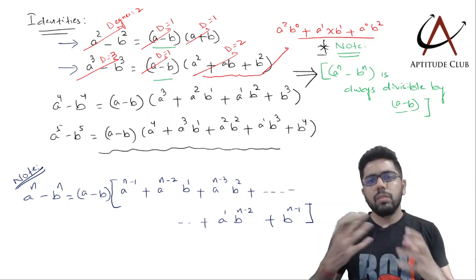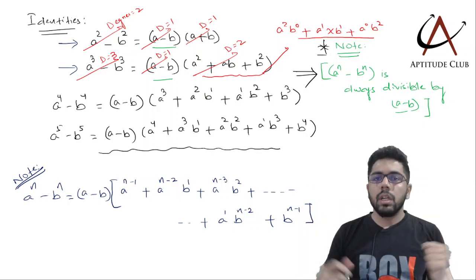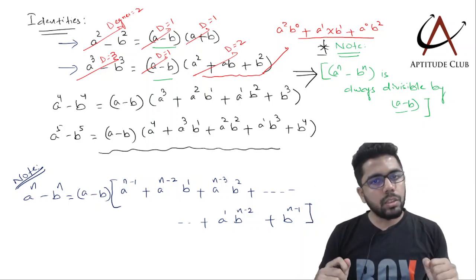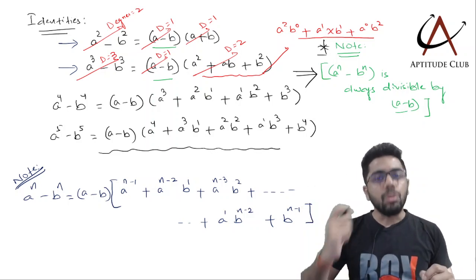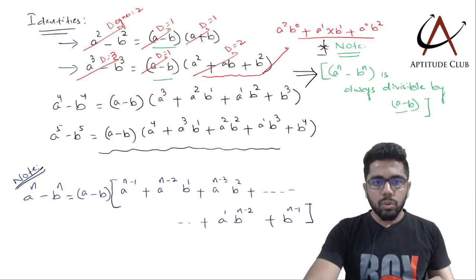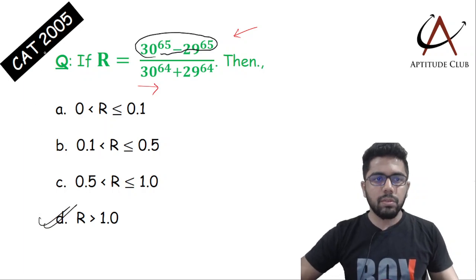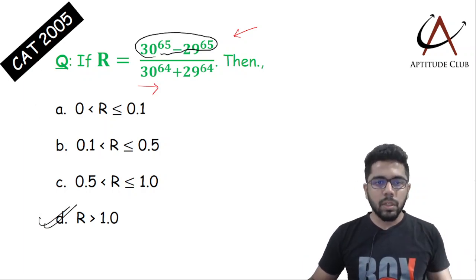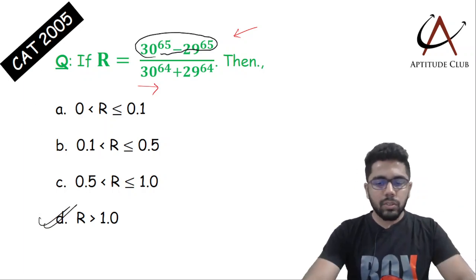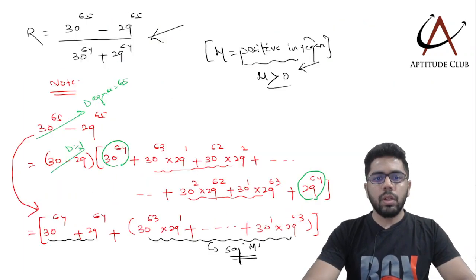So how you play with identities, how you extrapolate, that logic must be very clear so that it will help you think for new questions in the exam. So hope all of you understood this question. It's a very important question, and in CAT 2005 we had this question, using the expansion method. I solved this. So hope all of you understood this question.